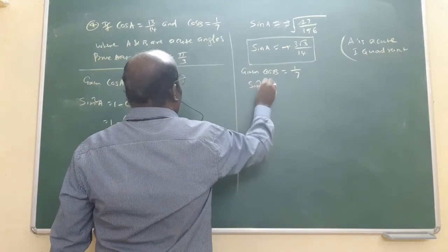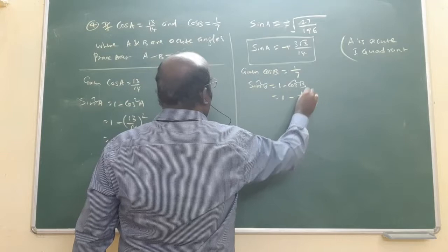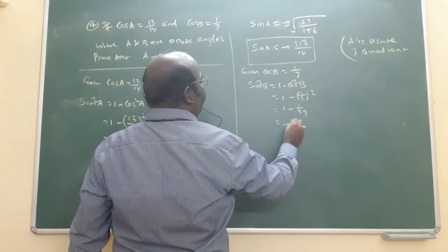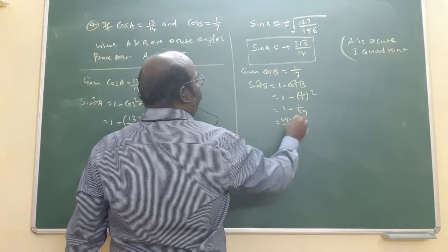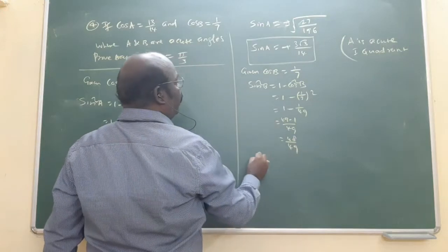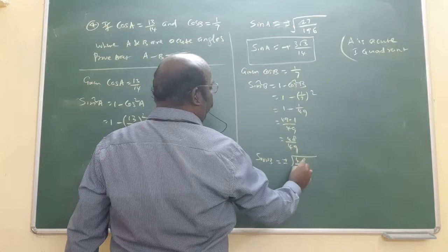Therefore, sin square B is what? 1 minus cos square B. 1 minus (1 by 7) whole square. 1 minus 1 by 49. Take LCM: 49 minus 1, that is 48 by 49. Therefore, sin B is equal to plus or minus root of 48 by 49.